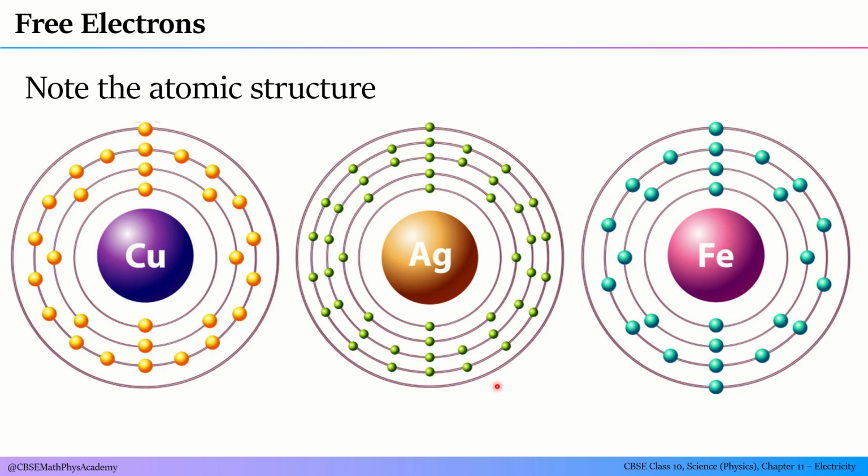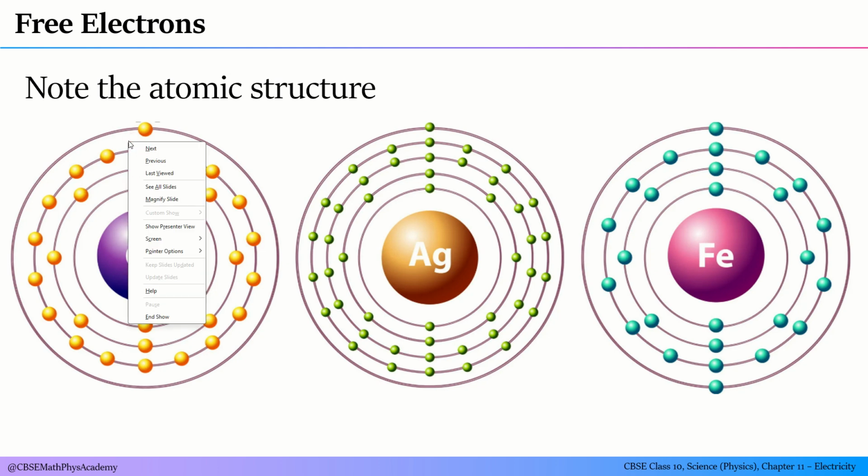Let me show you with an example. These are all good conductors of electricity: copper, silver, and iron. You can see each of these has 4 or 5 orbits. Copper has 4, silver has 5, and iron has 4. And the specialty is that each of these has 1 electron in the outermost orbit, and this 1 electron is loosely bound, in the sense that the proton in the nucleus doesn't attract it so strongly.